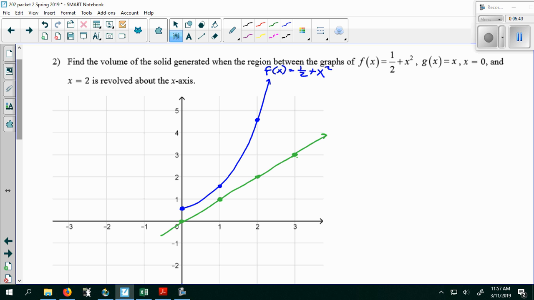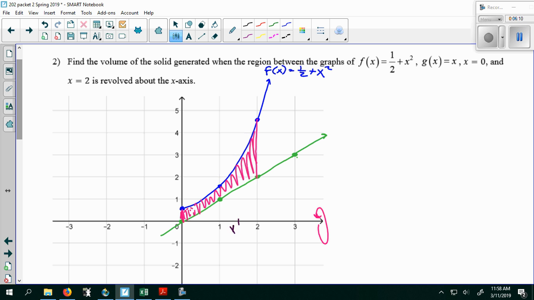Okay, and then I have some other bounds, x equals 0 and x equals 2. So that's here to here. This is my region that I am rotating about the x-axis. So I'm going to pick a random location between x equals 0 and x equals 2, somewhere in my region. We'll pick it right here.